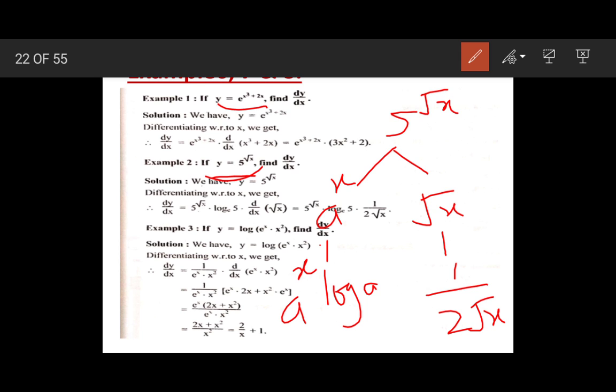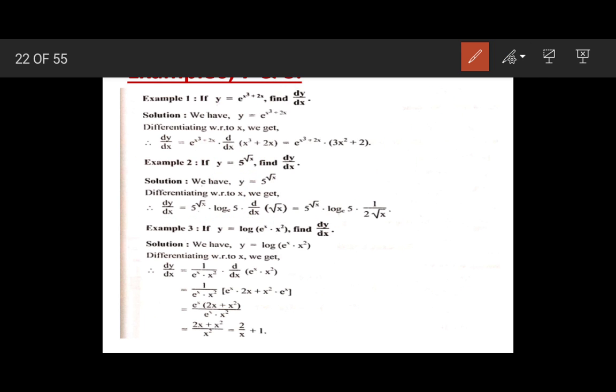So differentiating with respect to x, dy upon dx will be the derivative of 5^(root x), which is 5^(root x) into log 5 into the derivative of root x. Now the derivative of root x is 1 upon 2 root x. So finally we will get 5^(root x) into log 5 into 1 upon 2 root x.